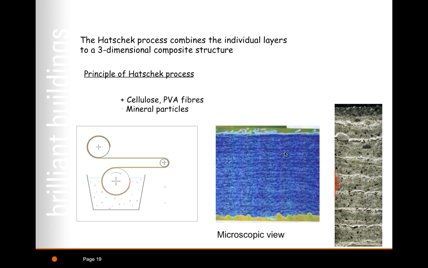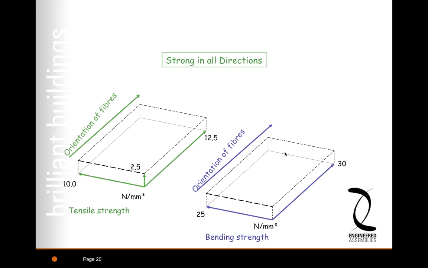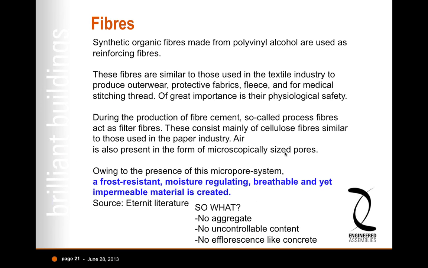And this concept of having a very homogeneous product, and this is a microscopic view of the actual product, means that it's very strong. And I lead right on to this chart that shows you that the tensile strength and bending strength in both directions are pretty much identical. And that's a key to making it usable on all sorts of buildings. It means in the hands of a skilled person, whether it's horizontal or vertical or on a soffit or whatever, it's very strong and very rugged.